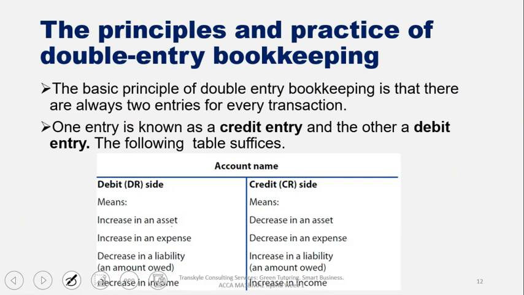Now, let's talk of the principles and practice of double entry bookkeeping. The basic principle of double entry bookkeeping is that there are always two entries for every transaction. There's no way you are going to say one entry is enough. When we are talking of these entries, we simply mean that one of the entries is known as a credit entry and the other a debit entry. The following table suffices. Let's talk of a particular account name. Let's say this account could be a cash account. There is what is called a debit and a credit.